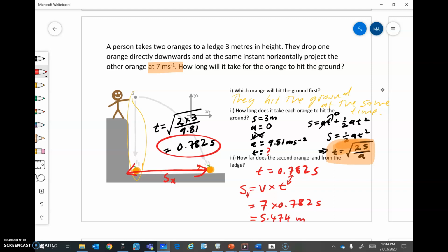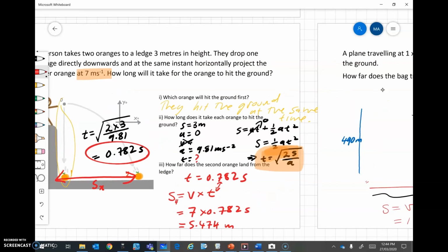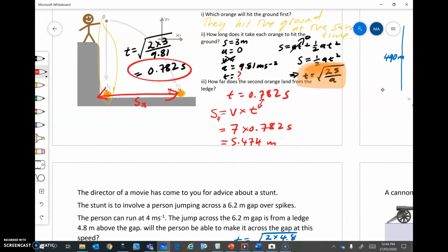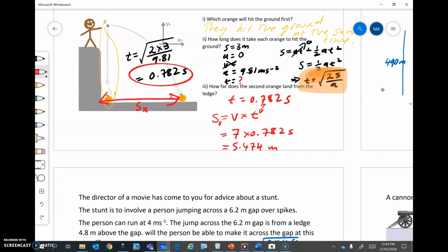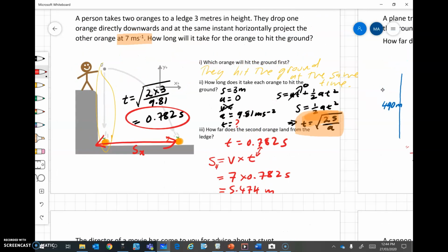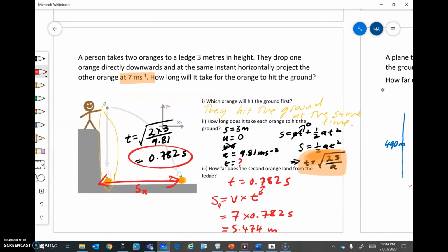So the first calculation was to do with the vertical plane, so we used SUVAT. The second calculation was to do with the horizontal plane, so we just used that simple formula regarding displacement, velocity and time, non-accelerated motion. Okay, so go ahead and try the other questions about the plane with the bag and the stunt director, or the director of a movie with a stunt person, and have a look at those solutions on Canvas. Thanks for watching.